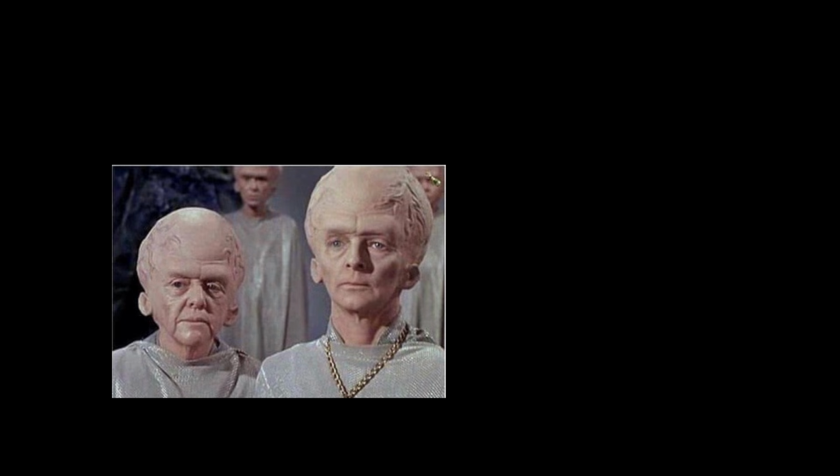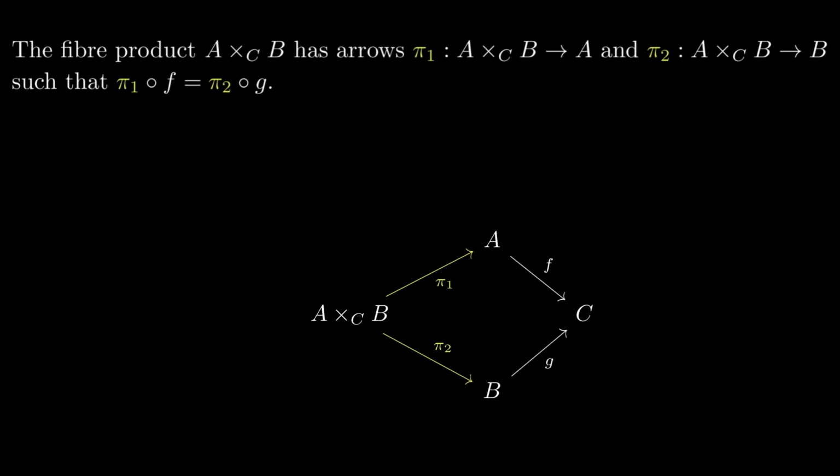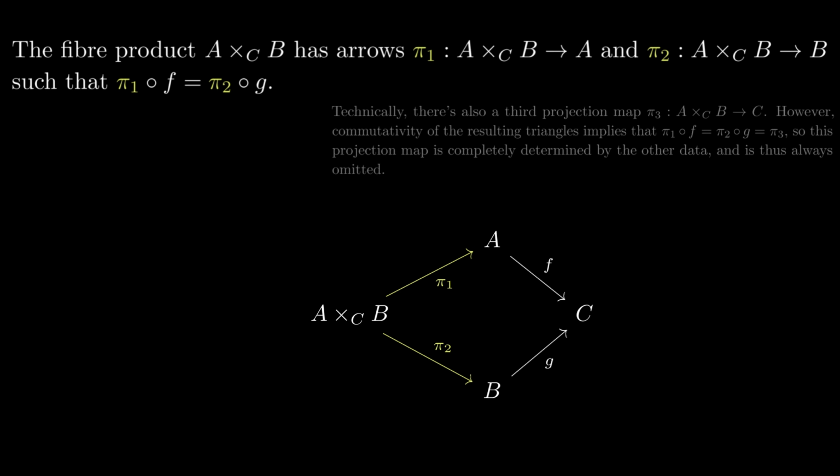Not only does this save us the trouble of trying to be clever about choosing the source object, this also highlights the significance of limits, which makes you wonder why I haven't talked about it until now. Let's consider objects A, B, and C in a general category, where A and B are connected to C via arrows F and G, respectively. As we already know, the fiber product of A and B over C comes with projection arrows pi1 to A and pi2 to B, and this makes the following square commute.